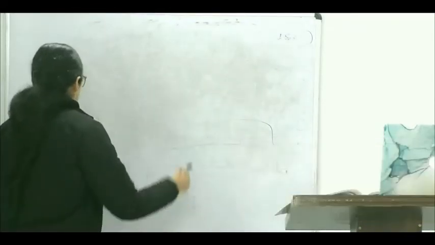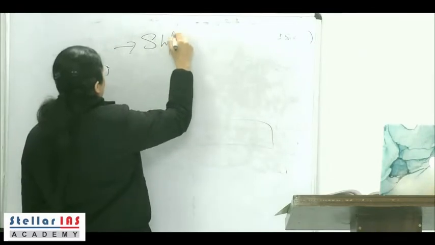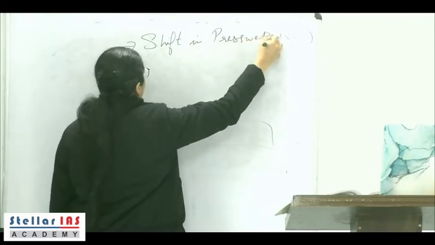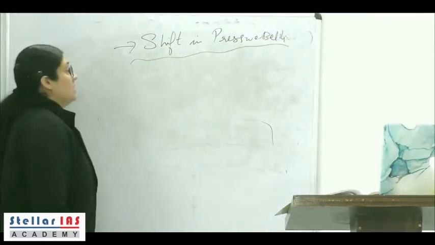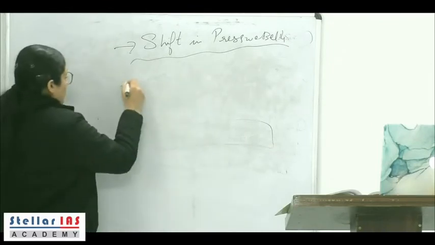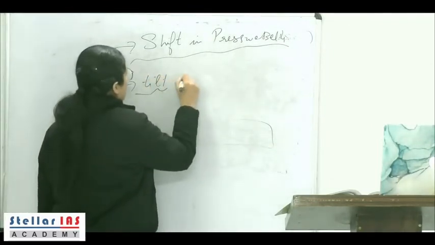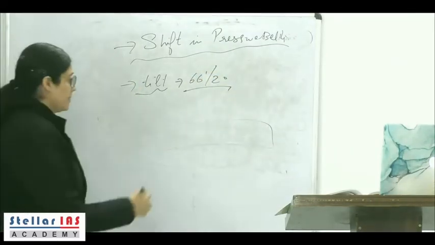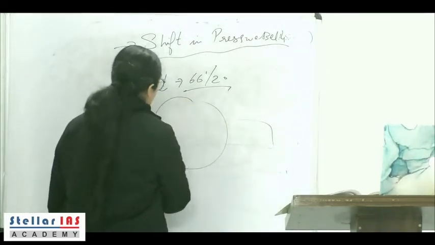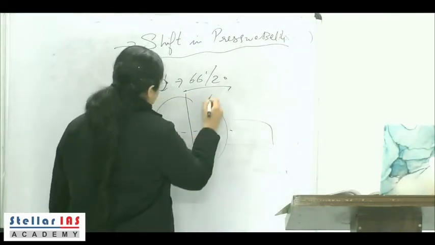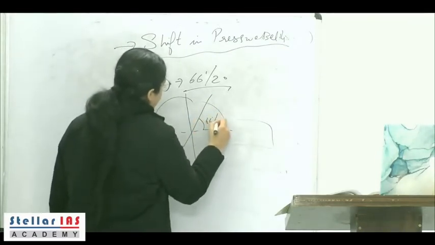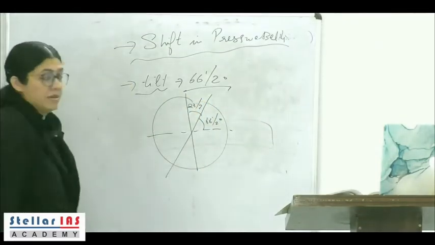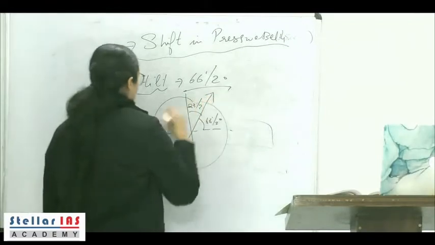Right. So next we come to the shifting pressure belts. One thing that we need to keep in mind from prelims point of view is that this shift in pressure belt is due to the tilt in the Earth's axis, that is 66.5 degrees with the orbital plane, or 23.5 degrees with the perpendicular to the orbital plane. So this is 66.5 degrees with the orbital plane and 23.5 degrees with the perpendicular to the orbital plane. So this is the tilt in the Earth's axis.